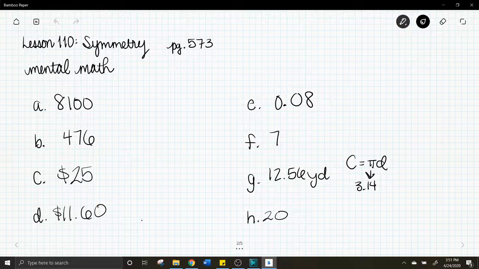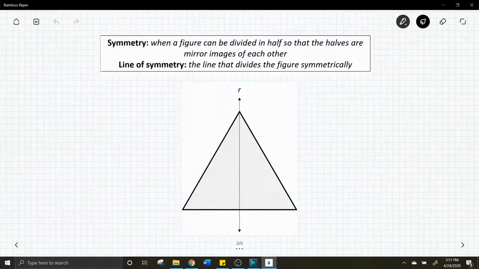All right, let's get right into it. Symmetry. A figure has symmetry if it can be divided in half so that the halves are mirror images of each other. Okay, we've got symmetry all around us. So basically every mammal has symmetry. So every dog, if you were able to draw a line right down the middle of the dog, it'd be the same on one side as it is on the other.